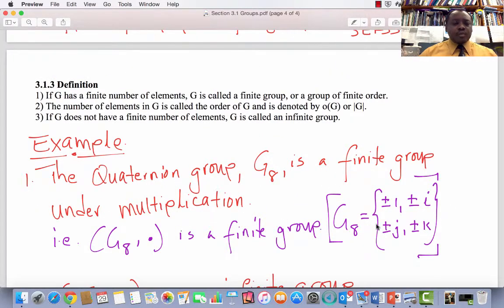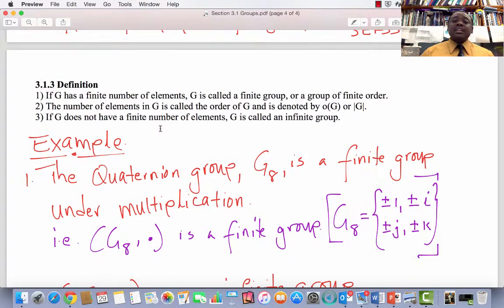Subsection 3.1.3, definition. If a group G has a finite number of elements, then we say that G is a finite group, or G is a group of finite order. And we use the symbol O(G) to represent the order of G, which is the number of elements in G, or we use the absolute value of G to also mean the order of G, or the number of elements in G. If G does not have a finite number of elements, then G is called an infinite group.